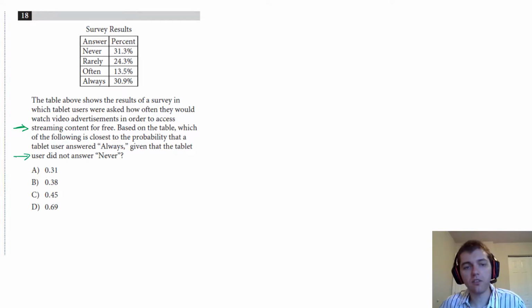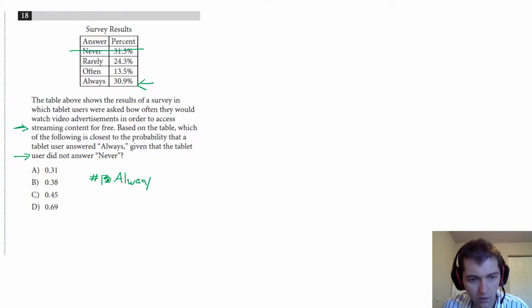Okay, so basically they're asking you to redo the probability after throwing out one of the categories. So they're asking, okay, say they throw out those who answered never, how many answered always? So to write that out in equation form, they're asking for the number of people who answered always divided by the number of people who did not answer never. So that will be the number of people who were rare plus often plus always.